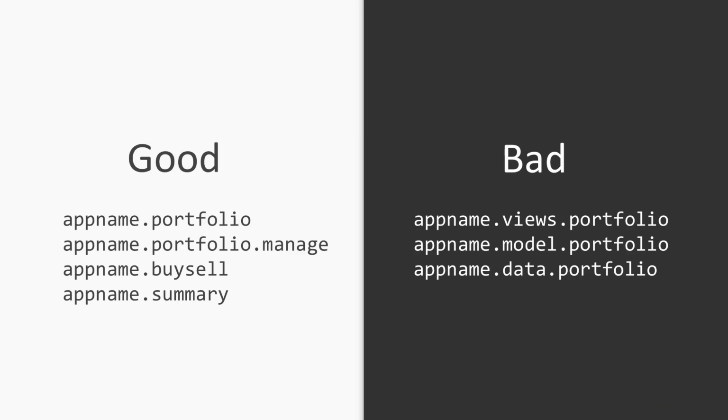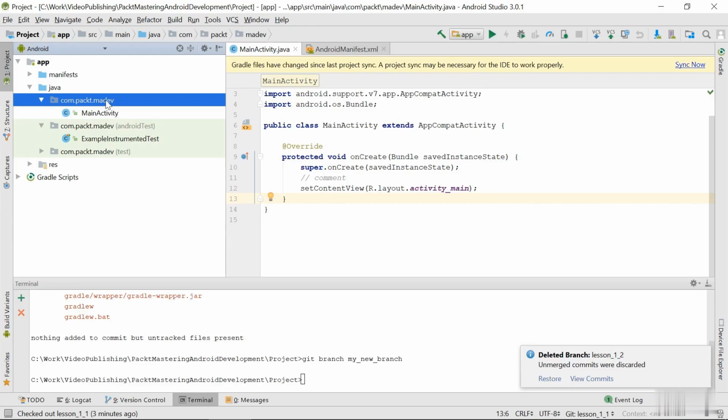And whenever you will be making a change, let's say to a portfolio list, it means that you'll have to change the views package, model package, and data package. So that's basically not sustainable in the long run. So when you are creating packages, it really gets as simple as this.